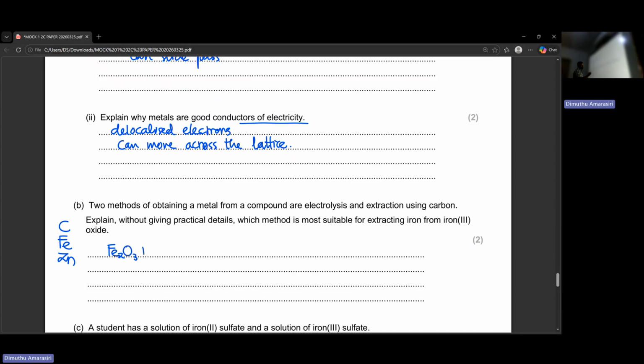Explain which is more suitable to get iron from iron 3 oxide. The best is carbon or carbon monoxide reduction. The reason is carbon is more reactive than iron, so it can displace iron from its compounds. We call it carbon extraction: react iron 3 oxide with carbon or carbon monoxide.